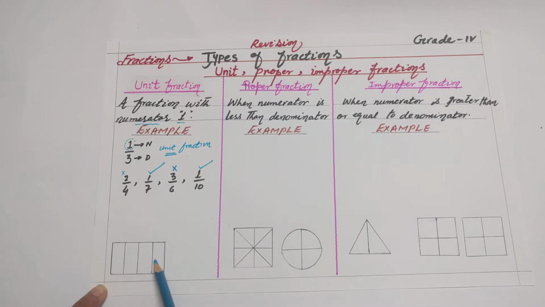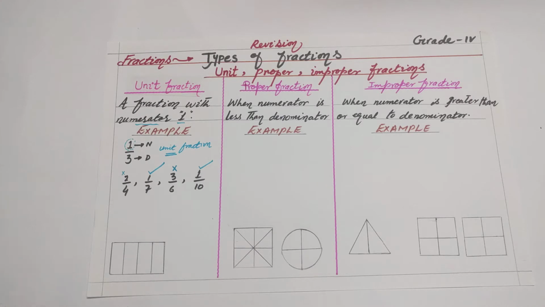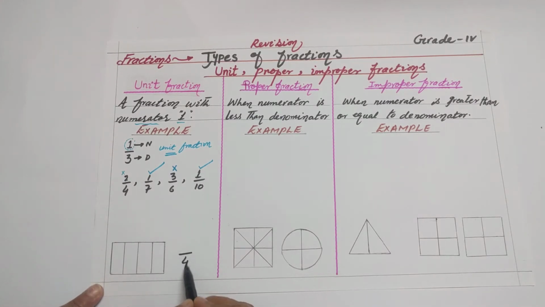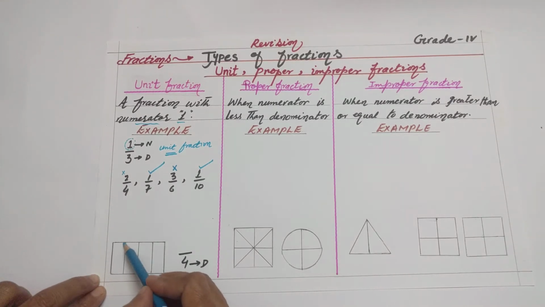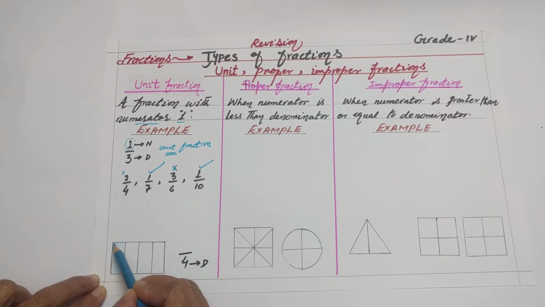Because this whole is divided into 4 equal parts, so what will be the denominator? 4. Now to represent the unit fraction, the numerator should be equal to 1. It means I will just use one part out of these 4 equal parts, because here I have to show the unit fraction, and in unit fraction, as I told you, the numerator should be equal to 1.